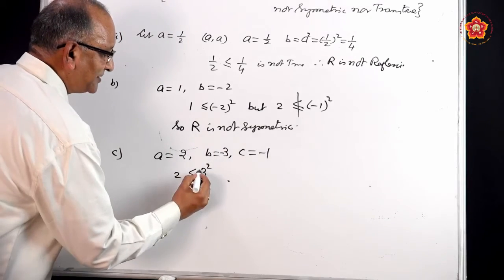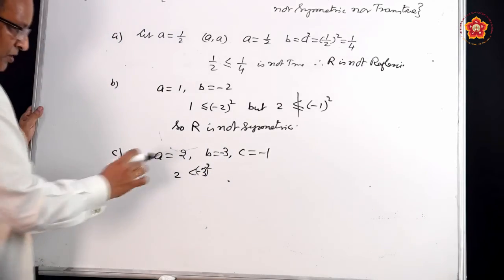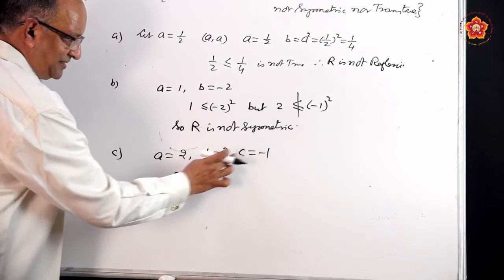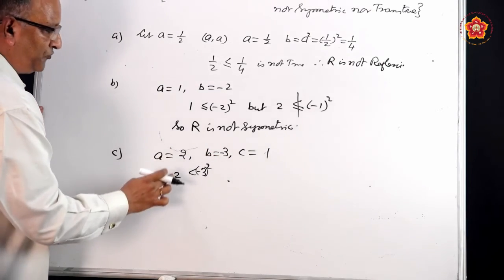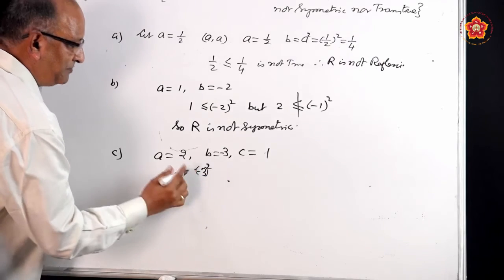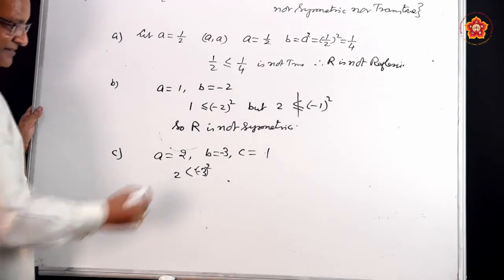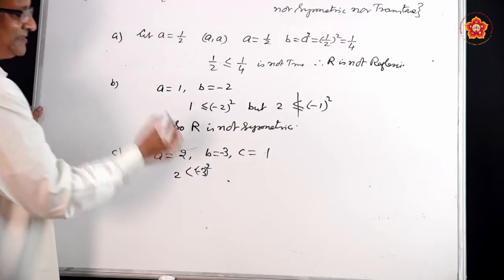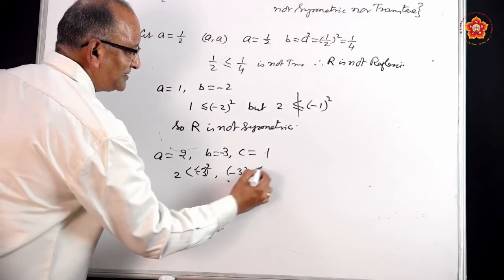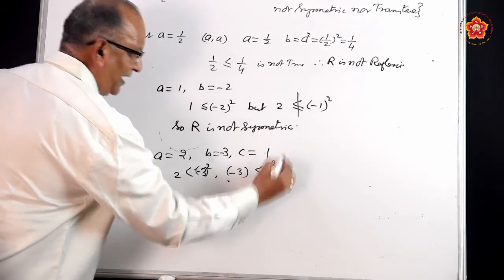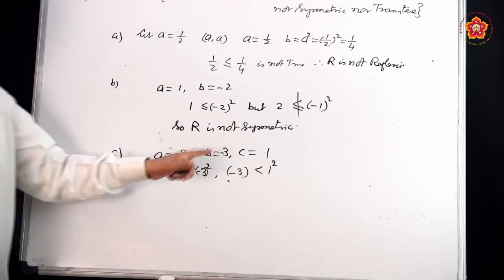Let us say minus 3, so minus 3 square. A is 2, B is minus 3, C is 1, let us say. So, A is 2. We know that 2 is less than minus 3 square. Minus 3 square is how much? 9. 2 is less than 9. Take the next one. Minus 3 is less than 1 square.